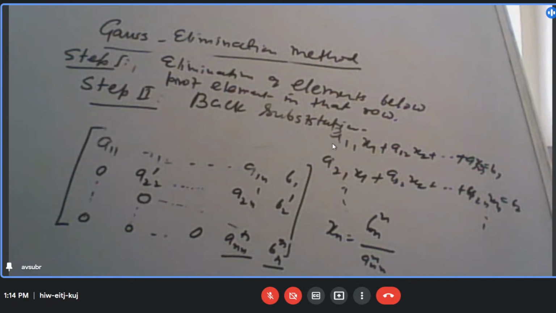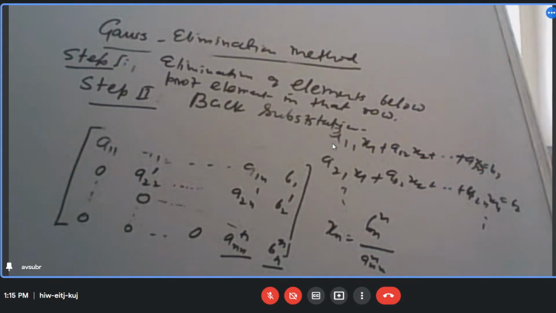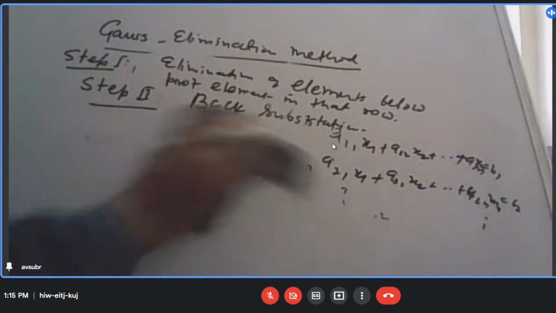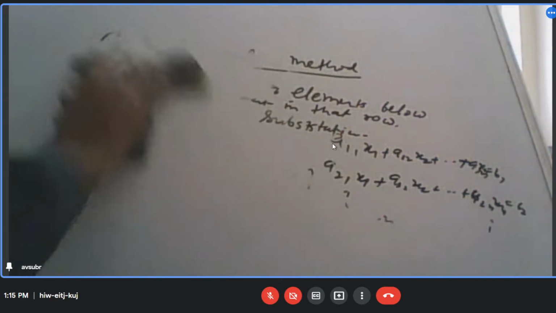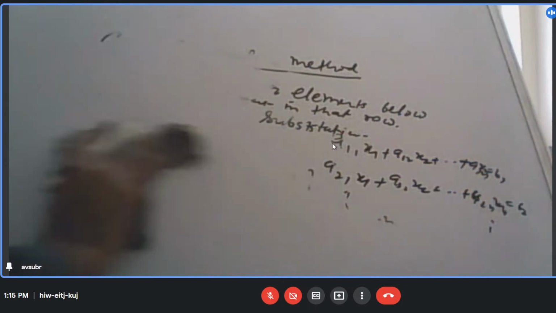समझ में आ गया सबको? Yes, sir. आ गया ना? Yes, sir. Yeah. So that is what we have to do it. So this is called Gauss elimination method. Anybody who couldn't understand? Anybody who couldn't understand?